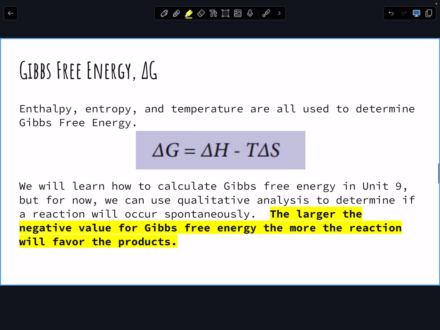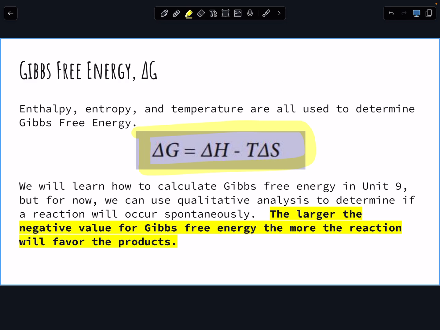So now finally, we're going to talk about Gibbs free energy, which is delta G. This is an equation, okay? They're related. Our delta G, which is our Gibbs free energy, our entropy, which is our delta S, and our enthalpy, which is our delta H, via this equation right here, okay? We are not going to actually solve any problems with this equation until we get to Unit 9.